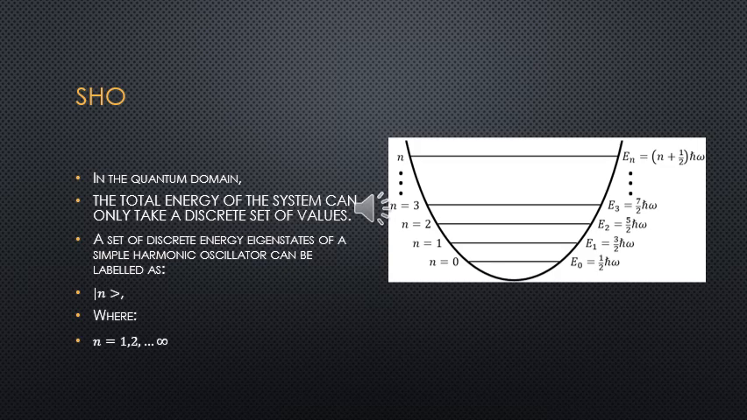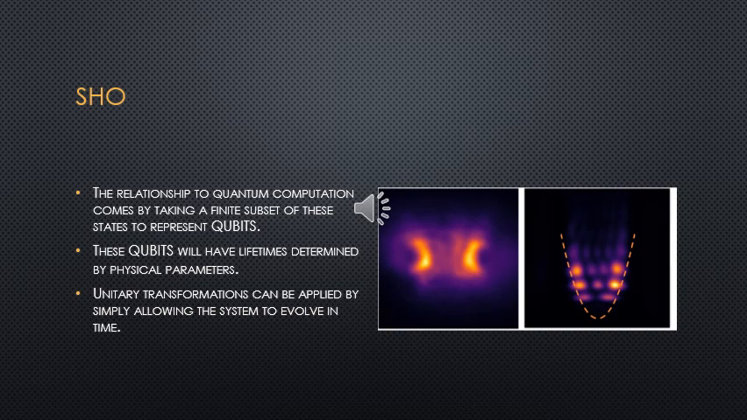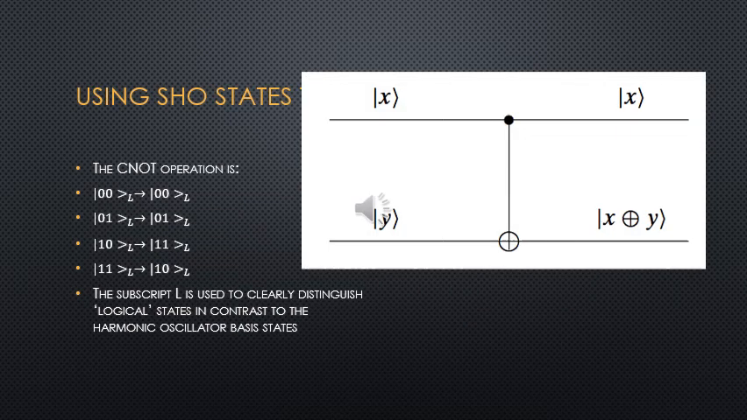A set of discrete energy eigenstates of a simple harmonic oscillator can be labeled as ket n, where n goes from 1, 2 up to infinity. The relationship to quantum computation comes by taking a finite subset of these states to represent qubits. These qubits will have lifetimes determined by physical parameters. Unitary transformations can be applied by simply allowing the system to evolve in time.